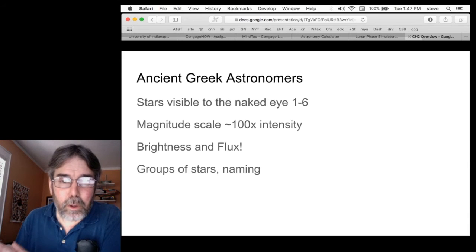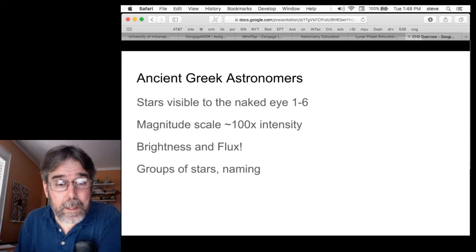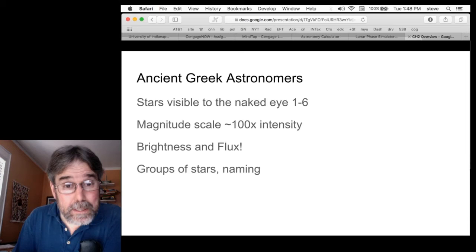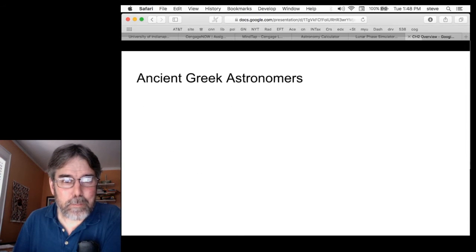So when you're looking at star names, if you see it's a Greek name, then you can guess it's probably fairly bright. It's among the stars that are visible with the naked eye. And depending on the letter that precedes the name, you can tell if it's the brightest in that group or the next brightest, and so on. Does that make sense? Good.